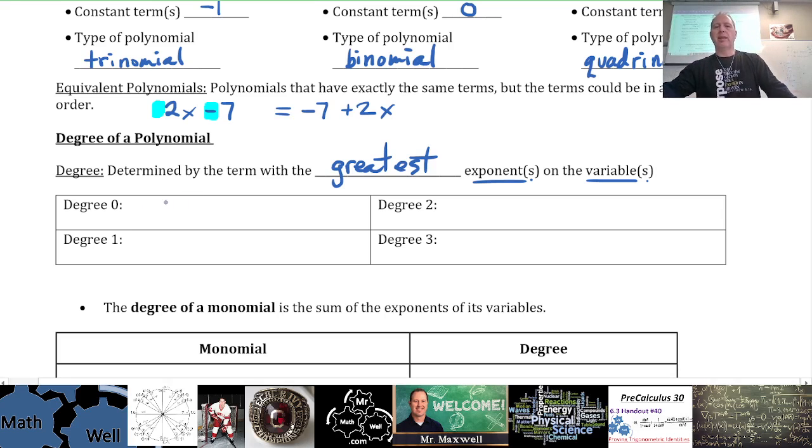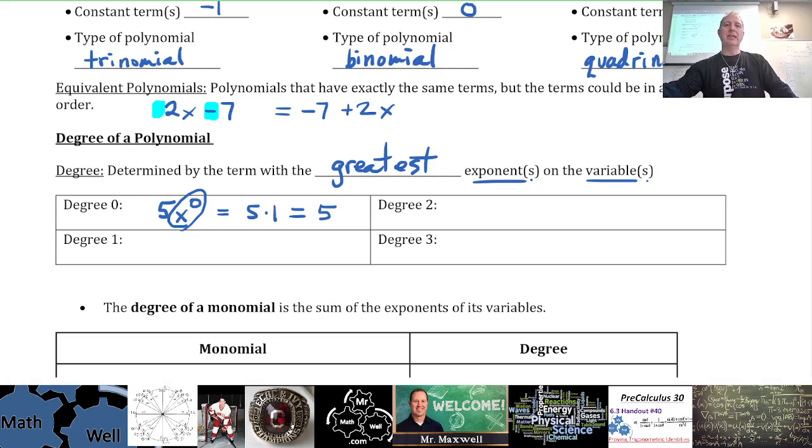So for example, let's just write 5x to the power of 0. Does that look a little funny to you? Do you really ever see that? What does it actually mean when something has a power of 0? Any number to the power of 0 equals just 1. I won't explain why that is right now. So x to the power of 0 would be 1, which means that's equal to 5 times 1, or just 5.